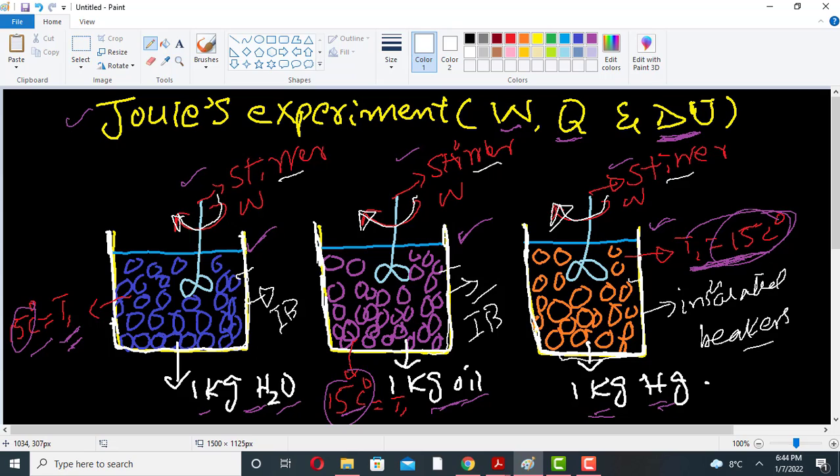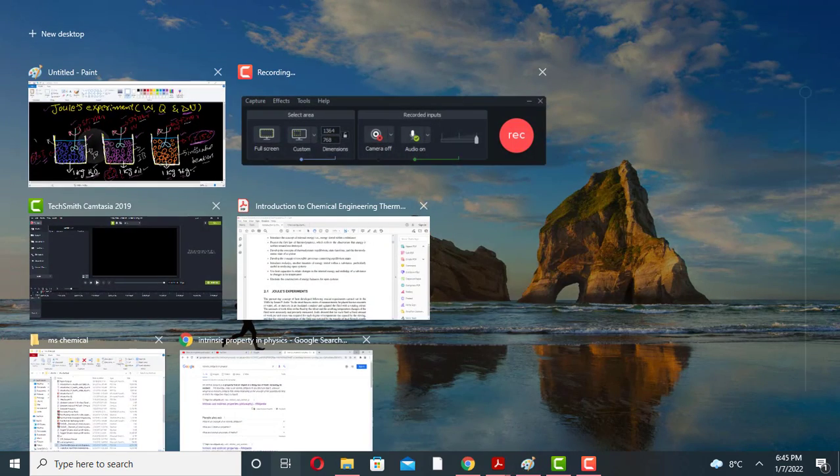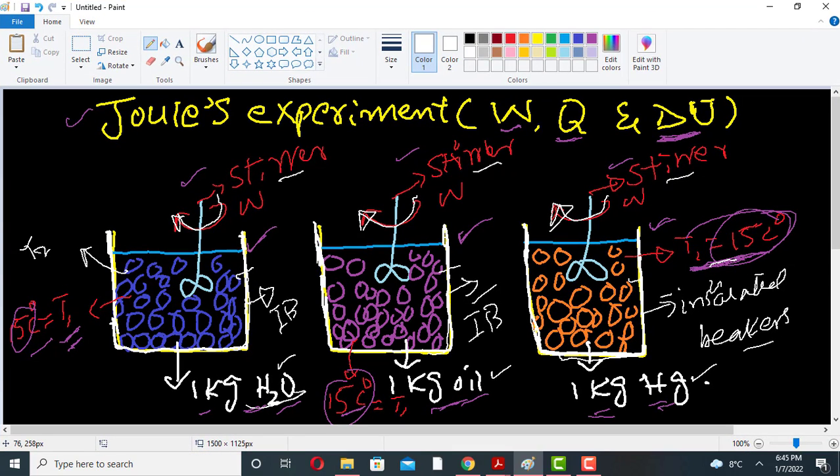So first of all he took various beakers. He put 1 kilogram of water, oil and mercury into these 3 beakers. Then he recorded the temperature of these 3 beakers, which was 15 degrees centigrade for each beaker. Then he put a stirrer into these 3 beakers and started the stirrer. After a certain time he noted the temperature of the 1 kilogram of water. Suppose the temperature he recorded was Q2, and it was slightly increased, 16 degrees centigrade.